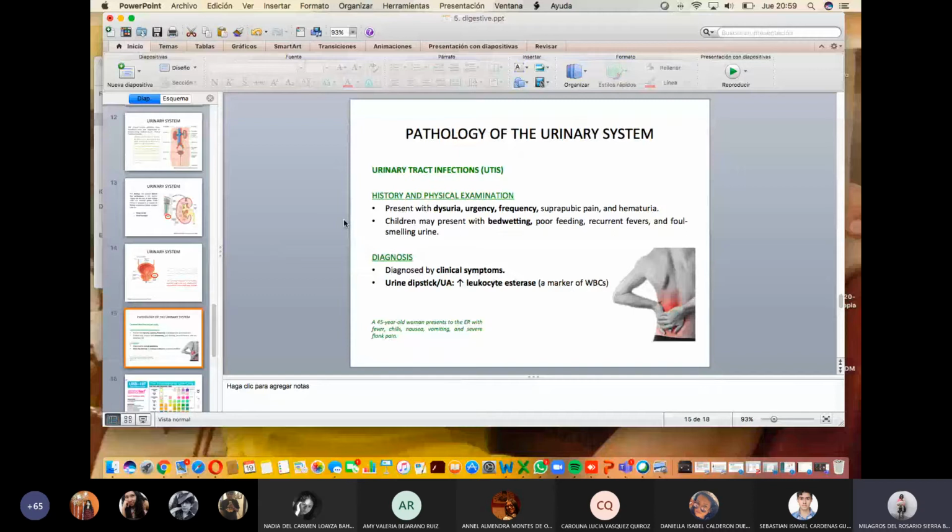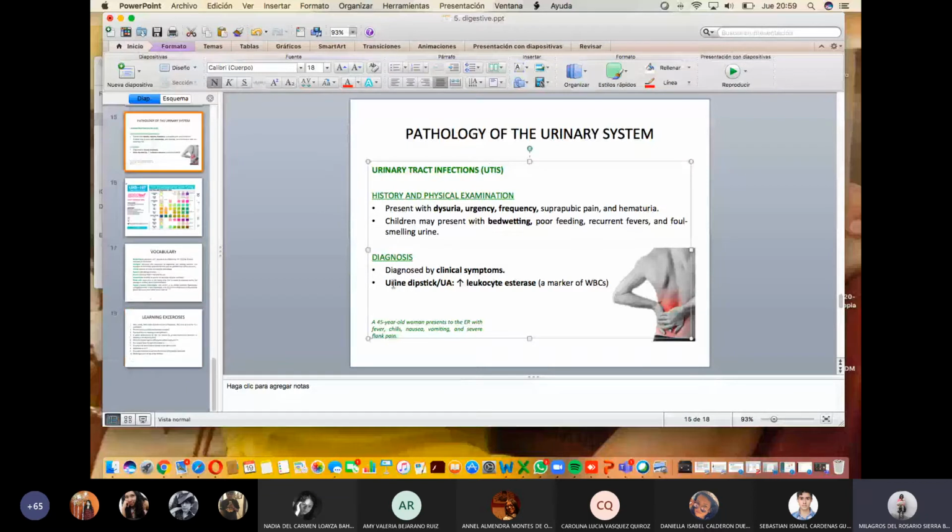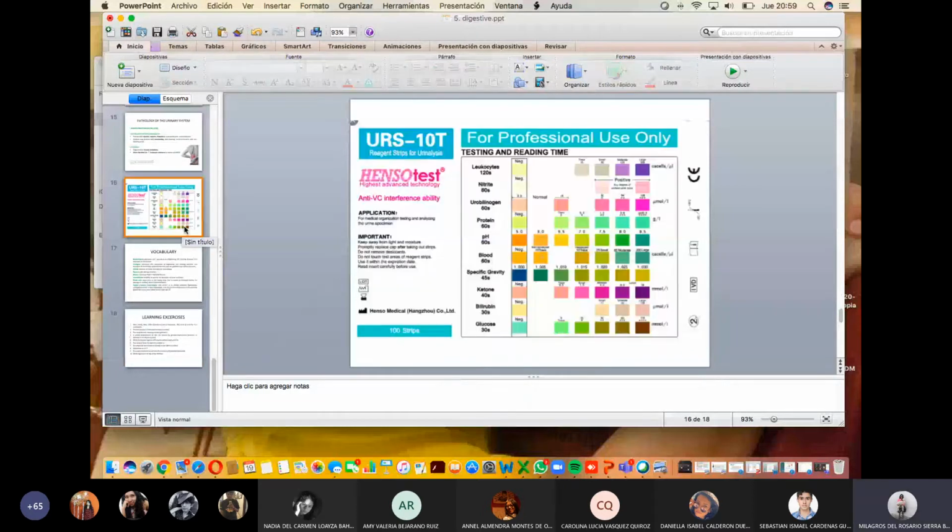The location of the pain is in the flank, okay? And this is important. The diagnosis is made by urine analysis, or it can be made by urine dipstick. That is this. So these are different elements that can be found in the urine, and you can make a diagnosis with this. For example, if you find leukocytes in the urine, we can talk about UTIs, about infections. The same if we find nitrites in the urine, we talk about infections.